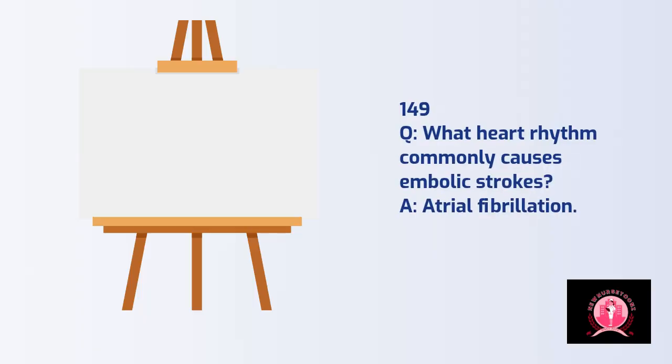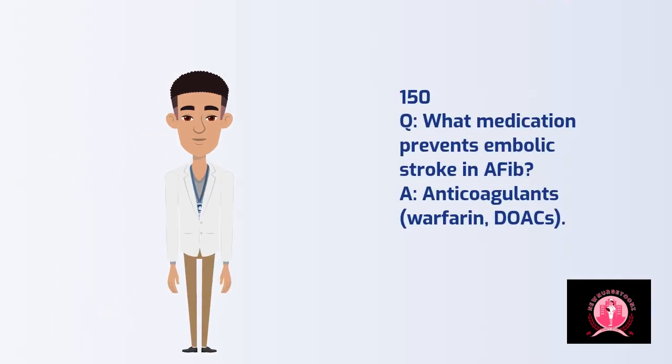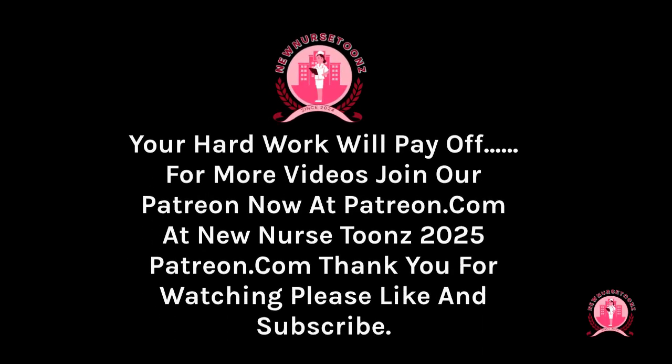149Q. What heart rhythm commonly causes embolic strokes? A. Atrial fibrillation. 150Q. What medication prevents embolic stroke in AFib? A. Anticoagulants, warfarin, DOACs. Your hard work will pay off.